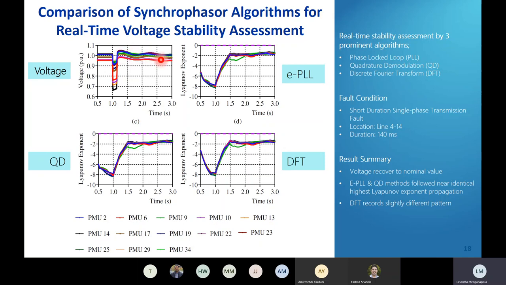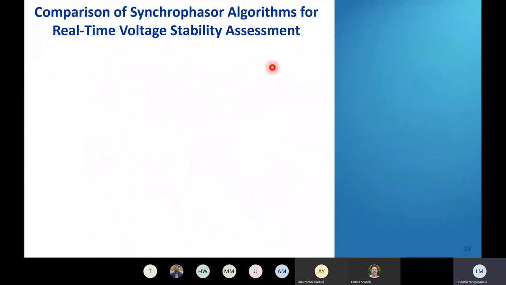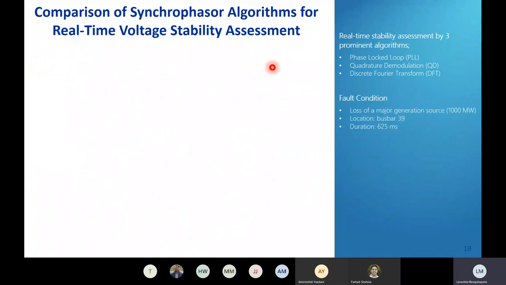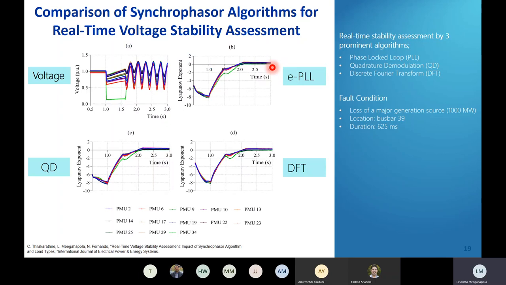Still, since it is not an instability condition, because the bus voltages recover after the fault, none of these algorithms give any false alarms. That is a good outcome. Then we wanted to simulate a real instability scenario, so we dropped one of the generation sources, the bus 39 generator. If you are familiar with the IEEE 39 bus system, the biggest generator is installed at bus 39. We dropped it for 625 milliseconds, let the voltages oscillate, and observed what these three types of PMU would do.